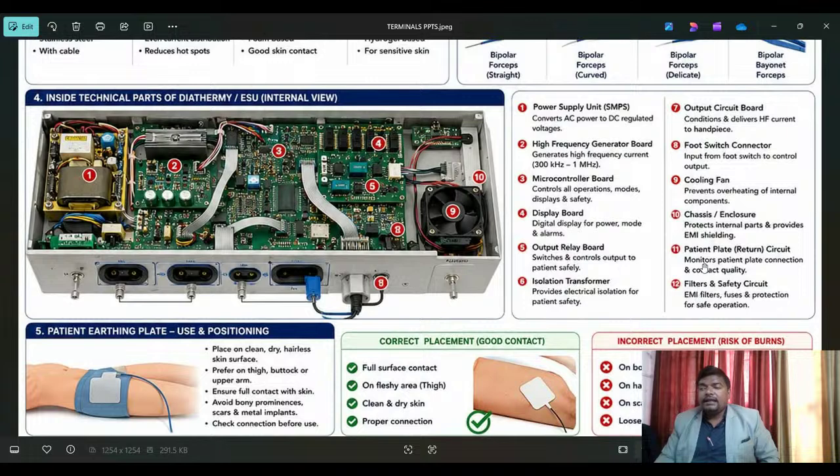And see here, next, the patient plate return circuit monitors the patient plate connections and the contact quality. So the major thing is quality, because in the marketplace nowadays, so many doctors and so many hospitals are preferring low quality accessories.